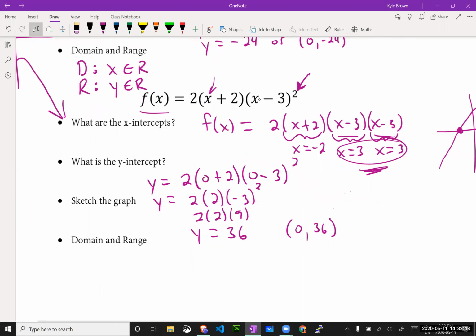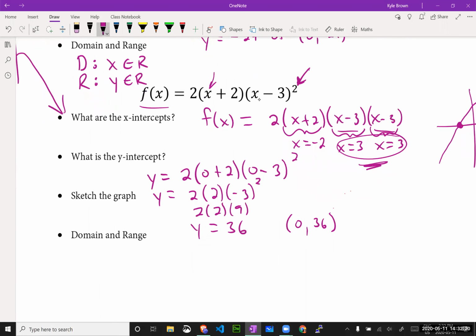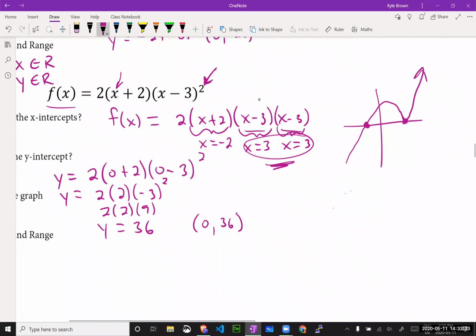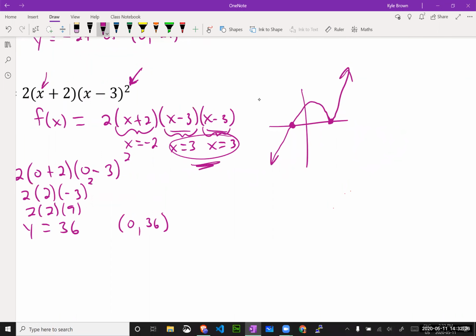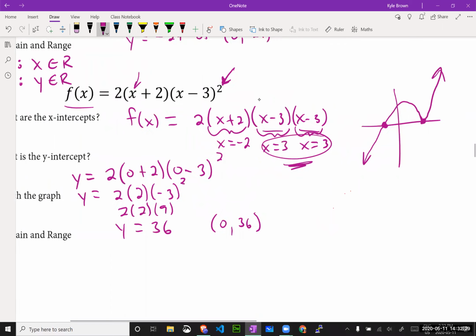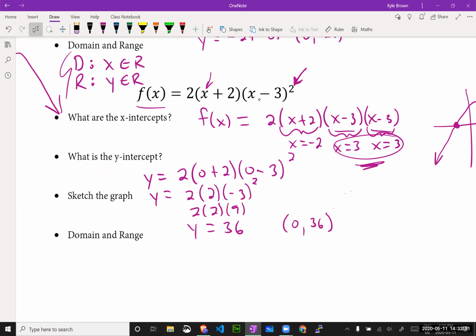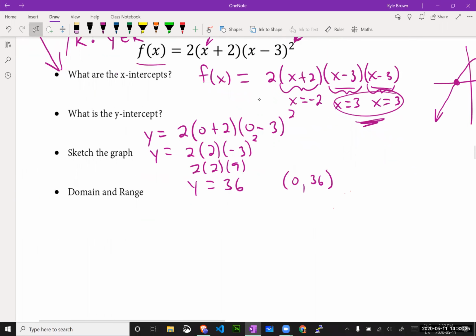All right, and then domain and range, probably don't need to do this again. Same as above, right? Anything. It goes on either way. It goes infinitely far down, and it goes infinitely far up and left and right. So it's going to be x is a member of the real numbers and y is a member of the real numbers.